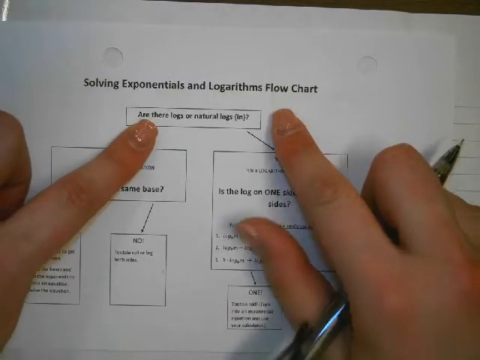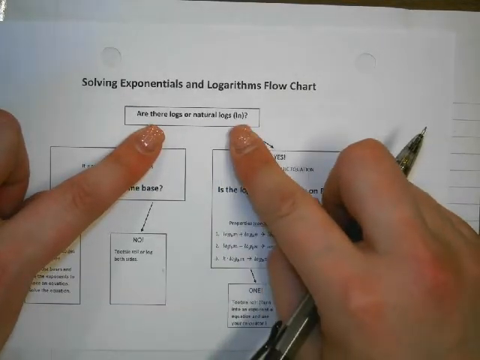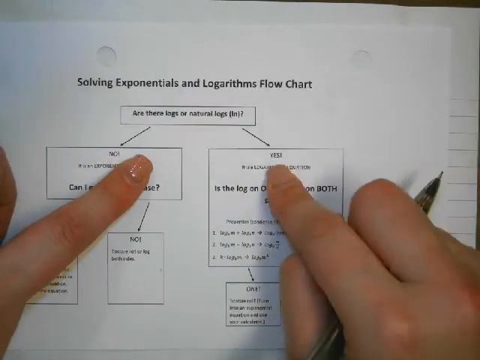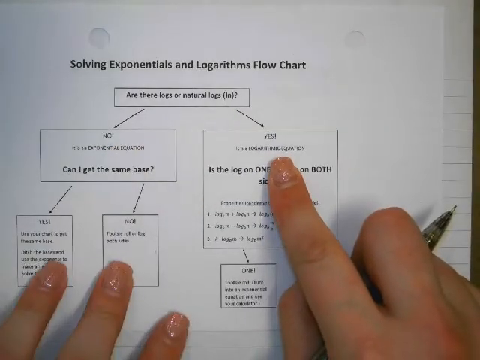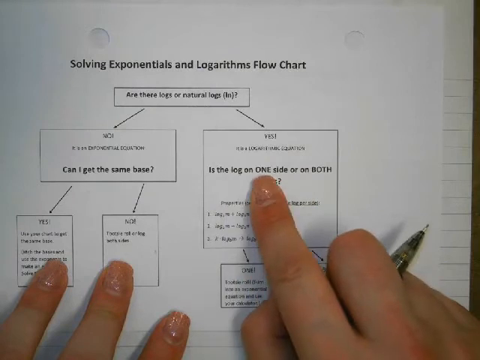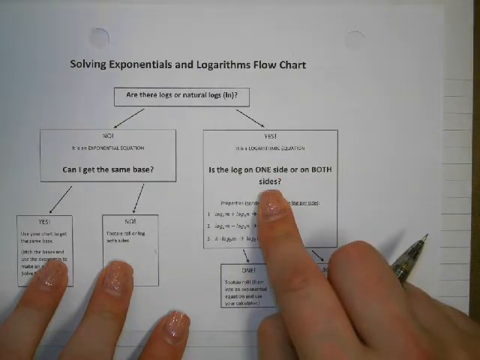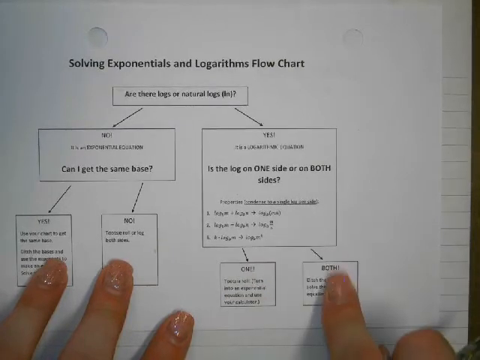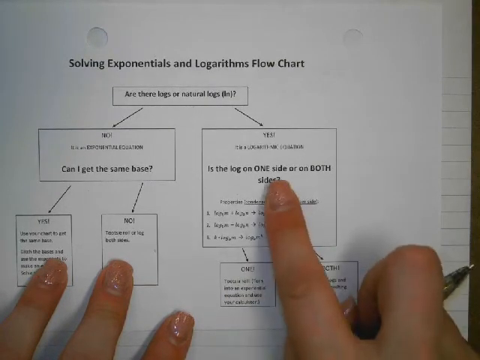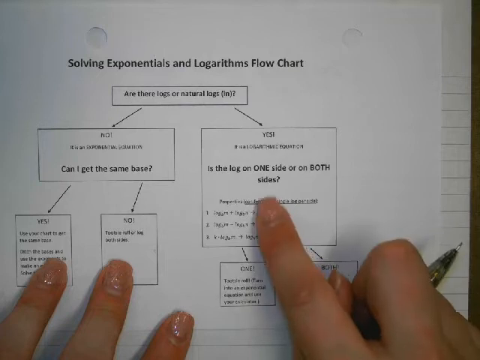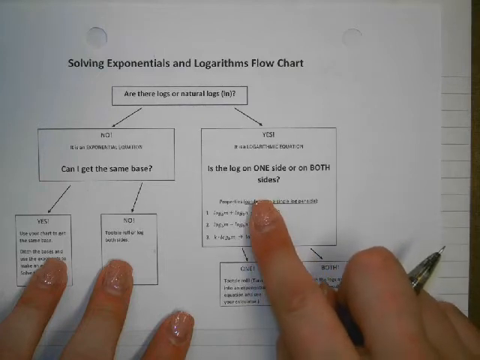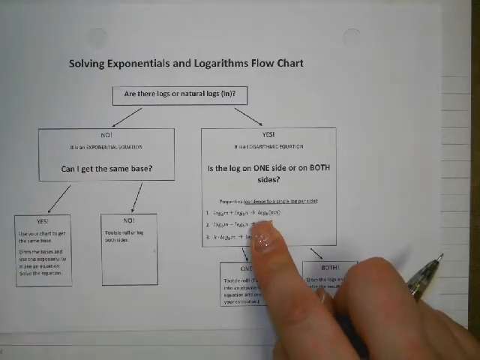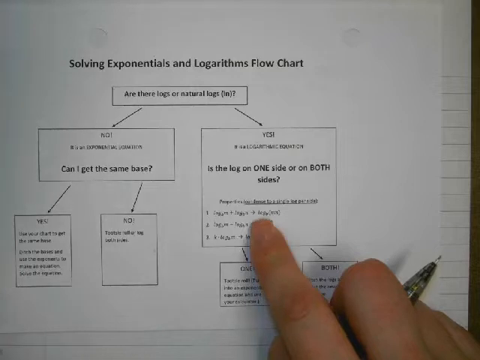Now that we're going to have kind of a mixture of everything, this can help lead you through the problem. So are there logs or natural logs in the problem? In this case, the answer is yes. It's a logarithmic equation. Are the logs on one side or both sides is the next question. So if it's on one side, you're going to do this. If it's on both sides, you're going to do this. Before we determine what to do next, we do have to use our properties of logarithms to condense the problem down. So at the very most, you can only have one log on each side. You can't have more than one.